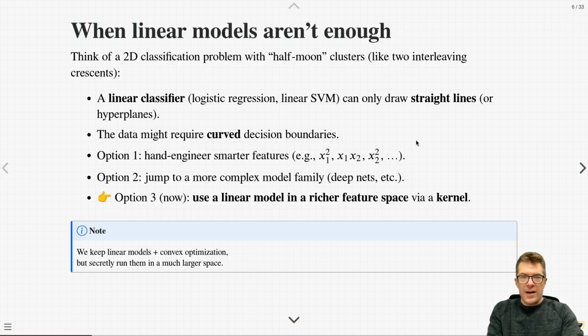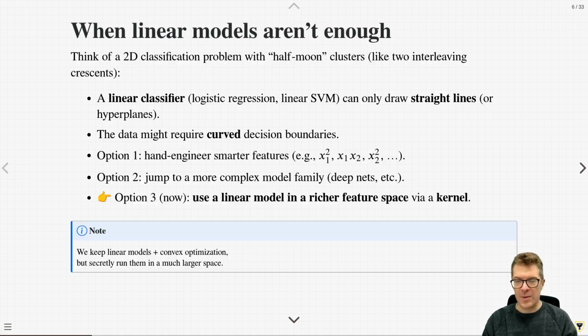So think of a two-dimensional classification problem. Just points in a two-dimensional space, but you have these half-moon clusters. You're going to see these in a moment, but these are sort of like two letter C's eating each other, like two interleaving crescents. You're not going to be able to draw a single linear classifier, either with a logistic regression or a linear SVM. These classifiers can only really draw straight lines, or at least pretty sharp gradients, linearly through this space. And this generalizes beyond 2 dimensions to higher dimensions through higher order hyperplanes.